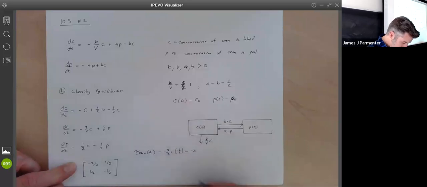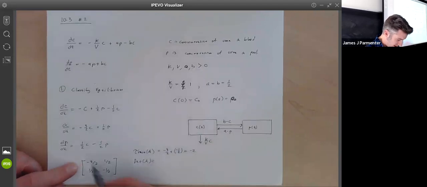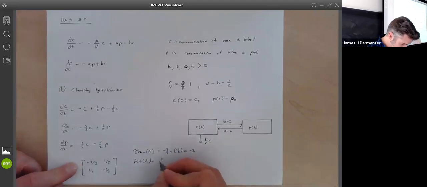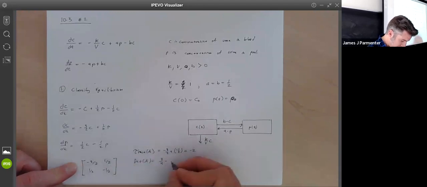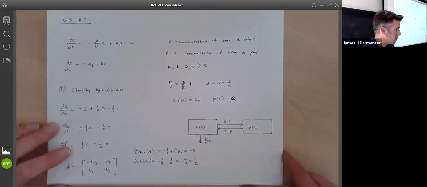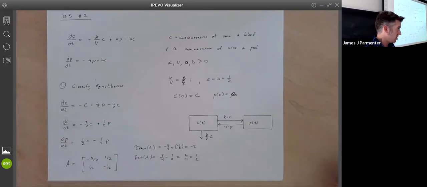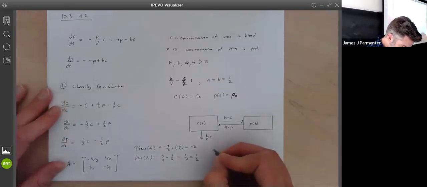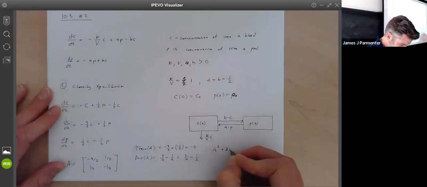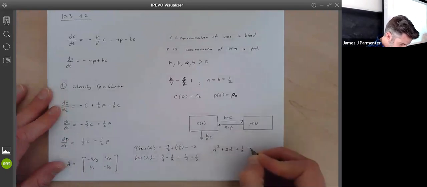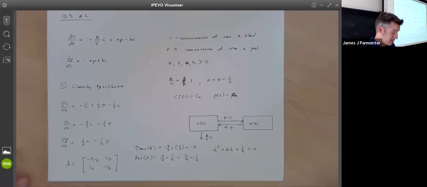which is negative 2. And then the determinant of this matrix is negative 3/2 times negative 1/2, which is positive 3/4, minus 1/2 times 1/2, which is 1/4. And then you would write the quadratic equation. So the quadratic equation is going to be lambda squared plus 2 lambda plus 1/2, because it's lambda squared minus the trace times lambda plus the determinant equals 0.